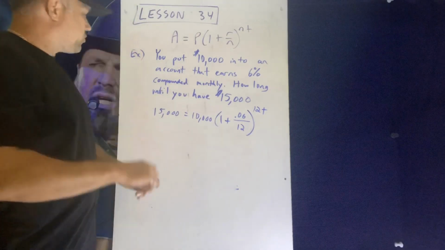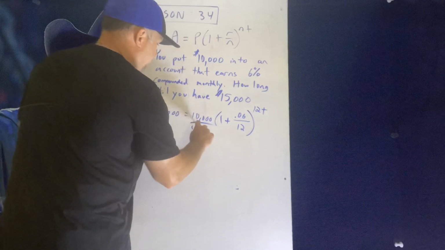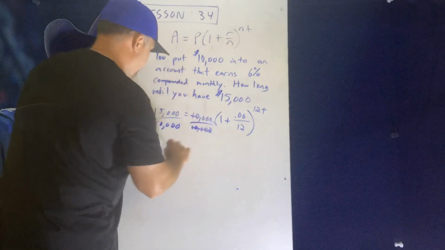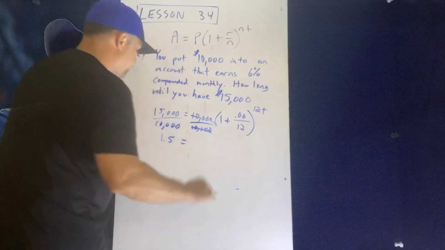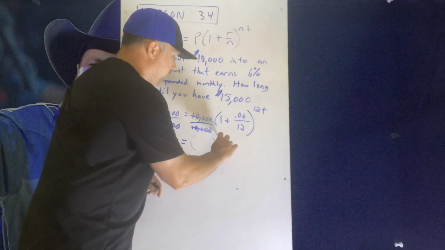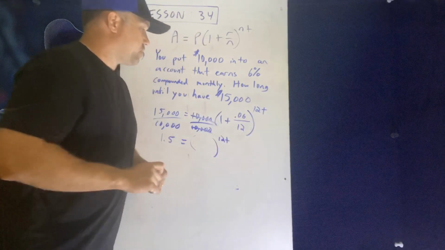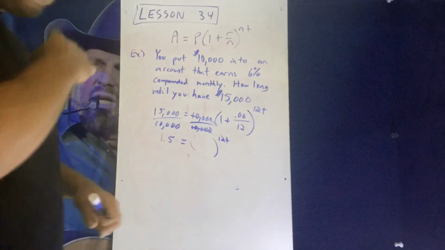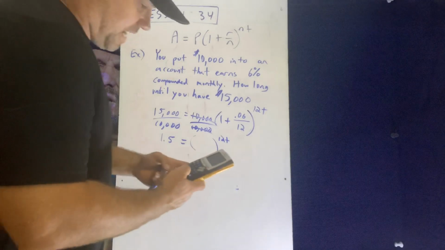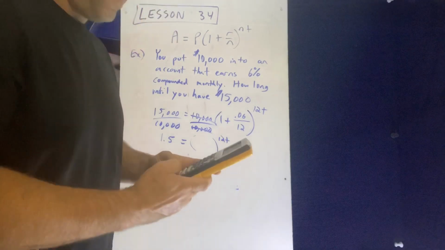All right. So let's first divide both sides by 10,000. That's going to give me 1.5 over here. And I'm going to take 1 and add 0.06 over 12 to it. I believe that's going to give me 1.005, but I'm just going to confirm that.